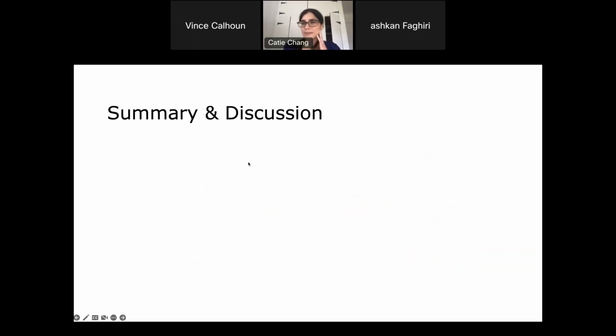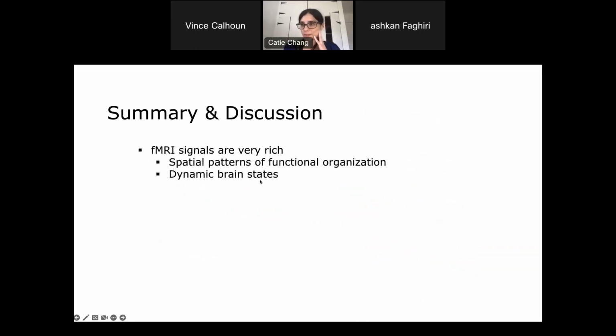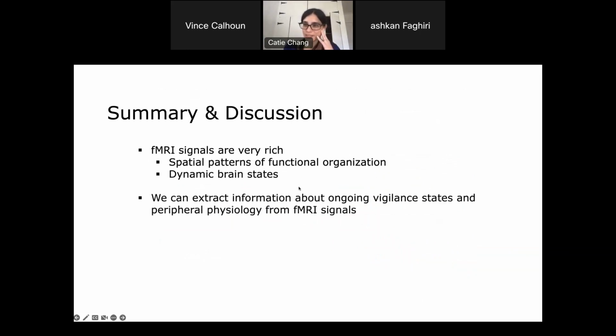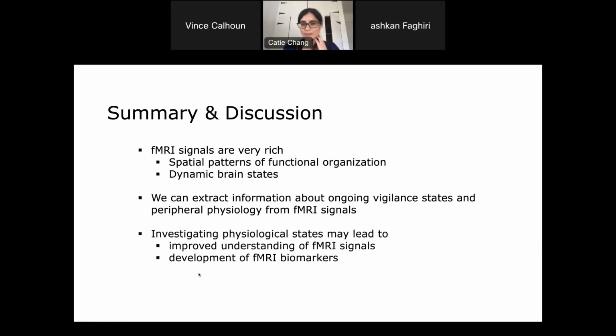So in summary, fMRI signals are very rich in terms of both their spatial patterns and their dynamics. We can extract information about vigilance states and physiology from fMRI alone. And again, emphasizing not only as a confound, but also as potentially valuable information about an individual and potentially about disease states. And finally, if we study these physiological states and incorporate them into our analyses, then they may lead to improved understanding of fMRI signals and new imaging markers as well.